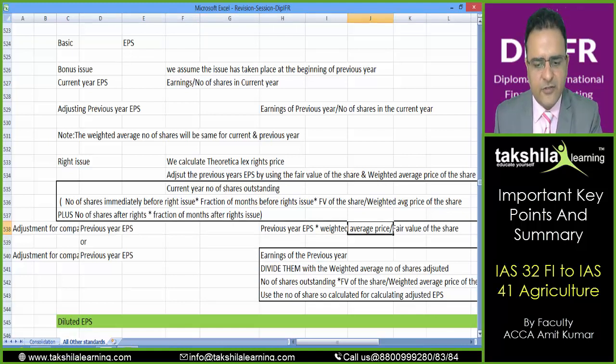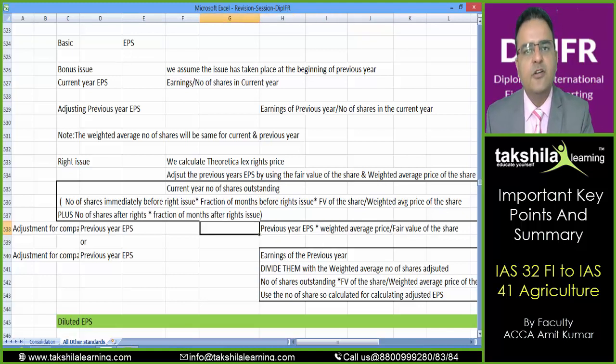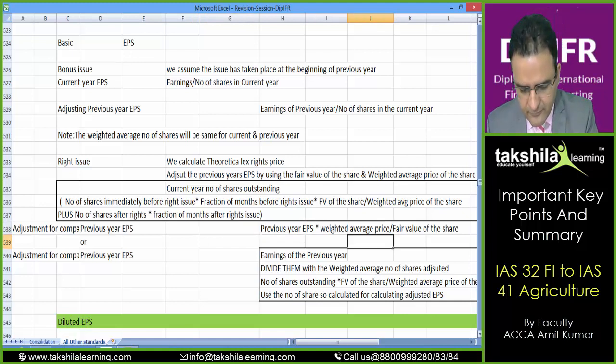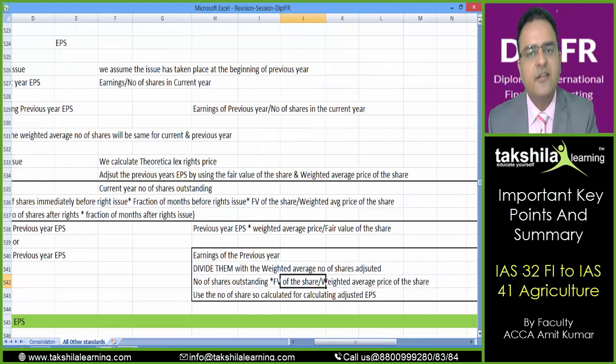If 100,000 shares were in issue at the end of the previous year, we assume that the market price today is 6 per share. That means total value of those shares is 600,000. But if the average price to us is 5, how many more shares could we have purchased? So this could have turned to 120,000 shares. So this 20,000 extra shares is considered bonus in a rights issue. So when we are adjusting the previous year EPS, we can adjust the denominator: 100,000, number of shares outstanding, multiplied by the fair value of the share, that is 6 per share.